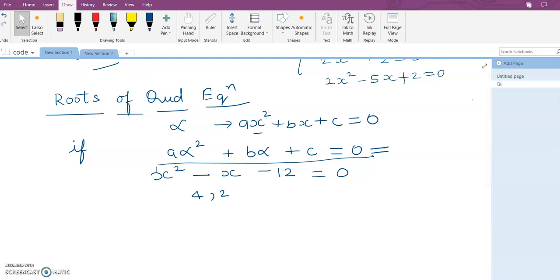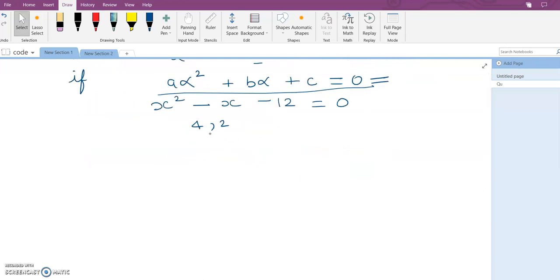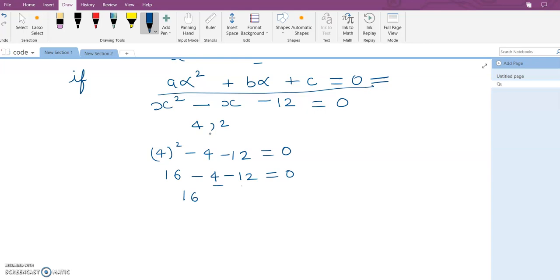So let's see. Instead of x, we are going to first put number 4. So it will be 4 square minus 4 minus 12 equals to 0. This will be 16 minus 4 minus 12 equal to 0. You can clearly see 4 plus 12 is 16. So 16 minus 16 is 0. So clearly 4 is the root of this equation.